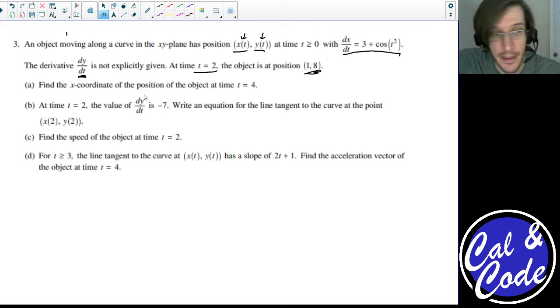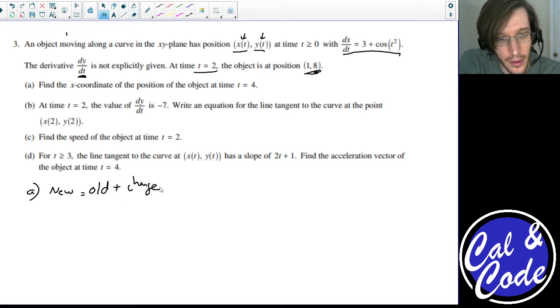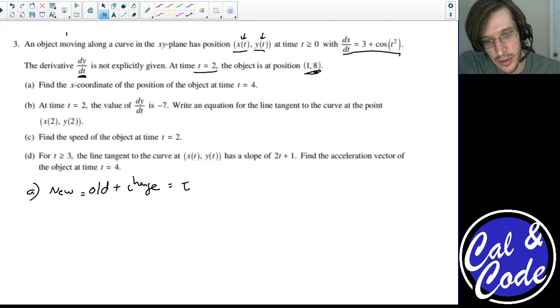So let's talk about the things that they want me to find. The first thing they'd like me to find is the x-coordinate of the position of the object at time 4. This is something that you might have some intuition on how to solve, because we know that our new location is always going to be equal to our old location plus however much we changed. And we've talked before about how to do that, and that's by using some initial condition plus an integral from a to b of a rate.